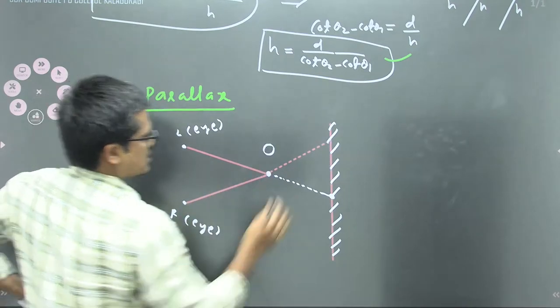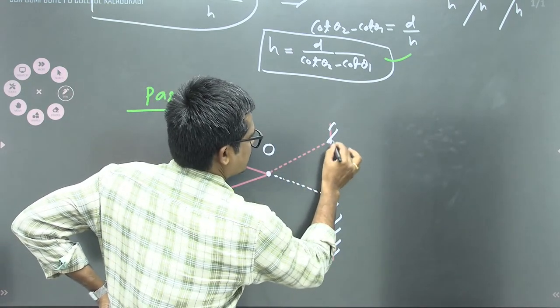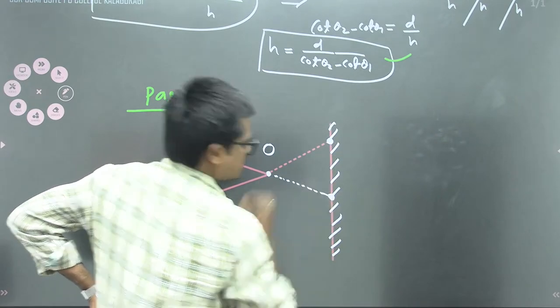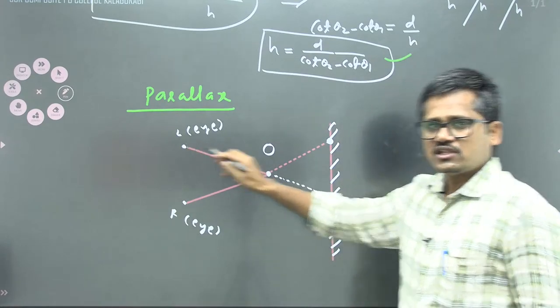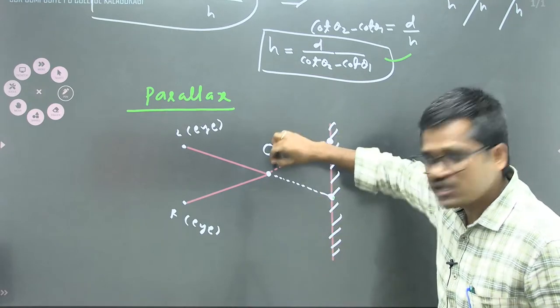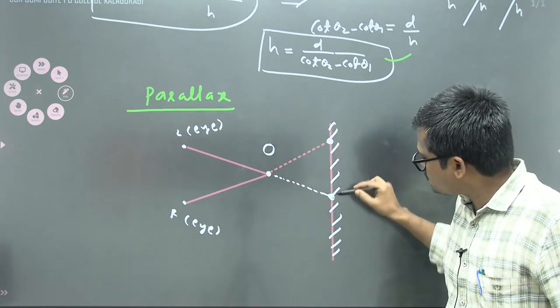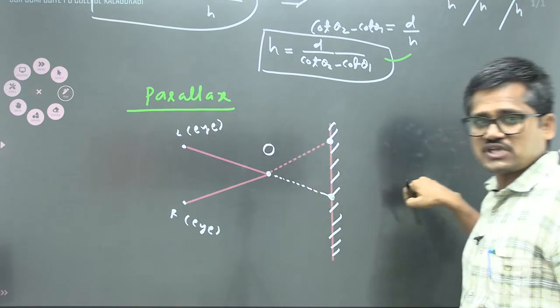Right or not? So therefore, this pen on the wall will come here. Earlier, the pen's position on the wall is here. If I see the pen from the left eye, the pen appears to be here on the wall. The pen is here only, it appears to be, I am saying. The pen appears to be in this position, in this direction of sight.